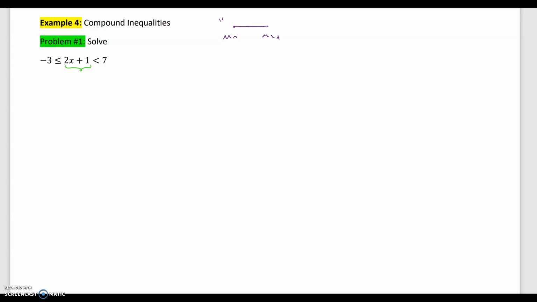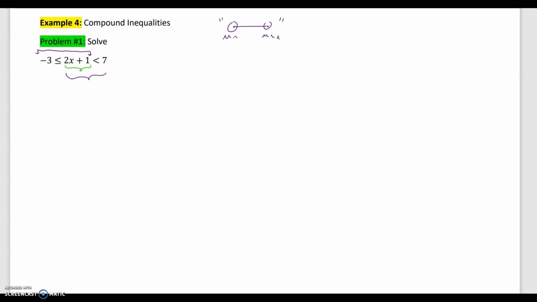And in terms of the inequality with the unknown statements, you're going to have that the unknown is bounded above by a value, in this case 7, and then also bounded below by another value. In this case, you read it as 2x plus 1 is less than 7, and 2x plus 1 is greater than negative 3. So in any case, you end up with a min value and a max value for the inequality.